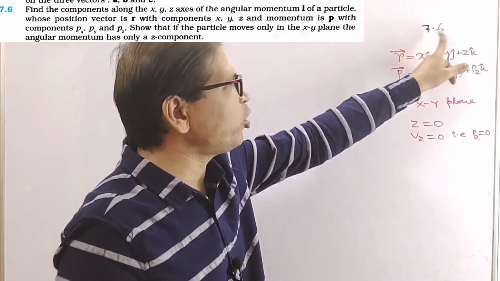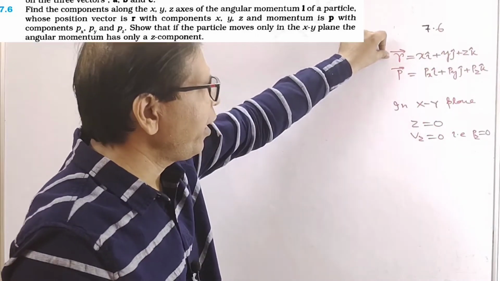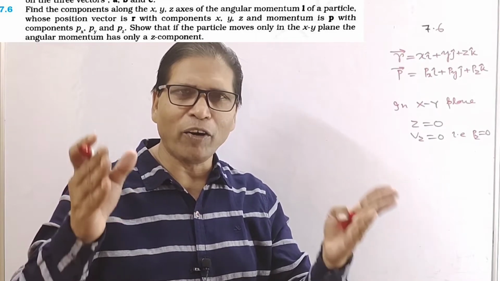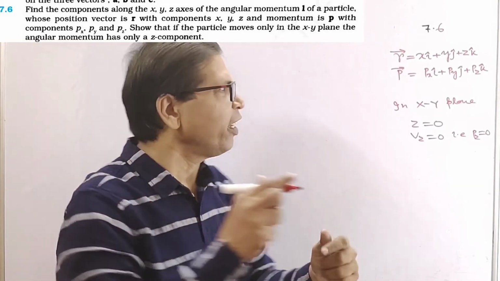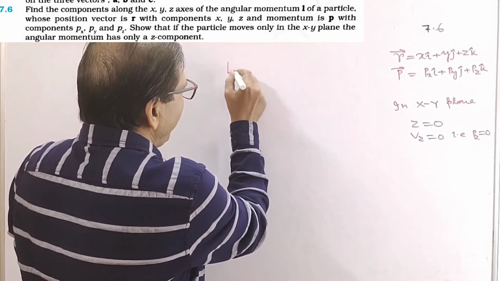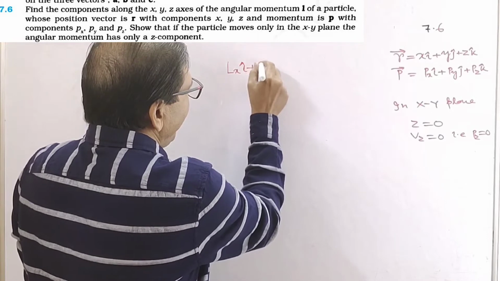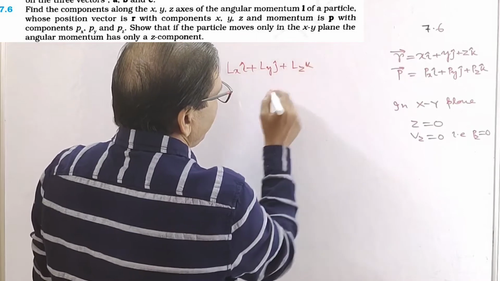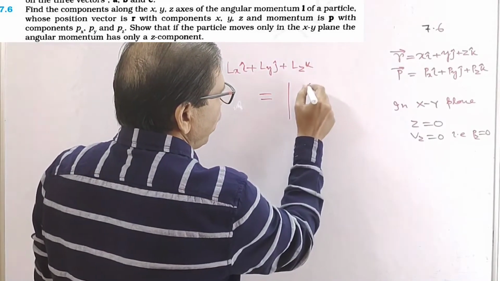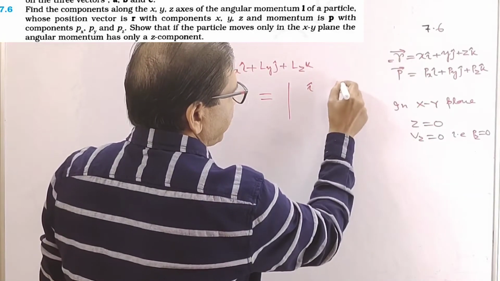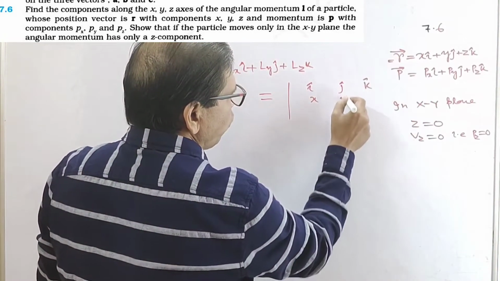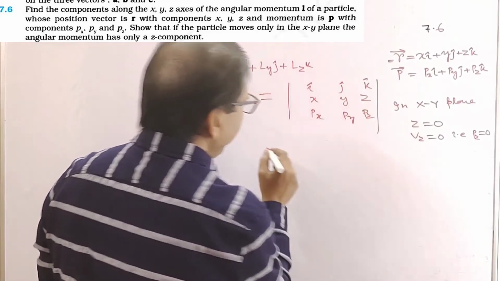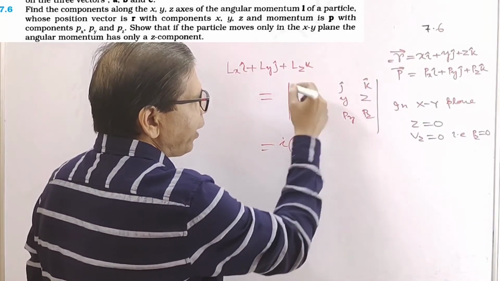Now look at this, NCERT 7.6. Here the position vector and linear momentum vector are given. We have to calculate the angular momentum along the x, y and z axis. The angular momentum along the x axis is Lx, along the y axis is Ly, and along the z axis is Lz k cap. So this is equal to the cross product of the position vector and momentum vector. This is x, y, z, and this is px, py, and pz. Now here the i row and column are omitted.